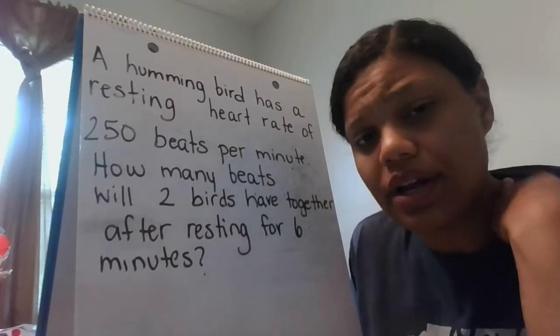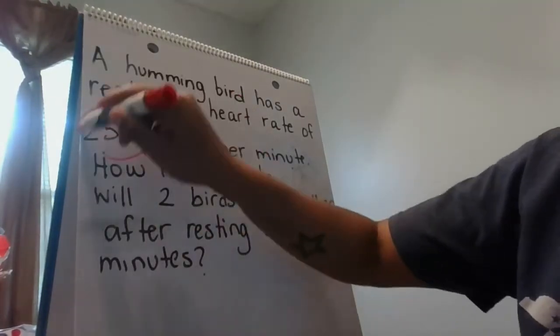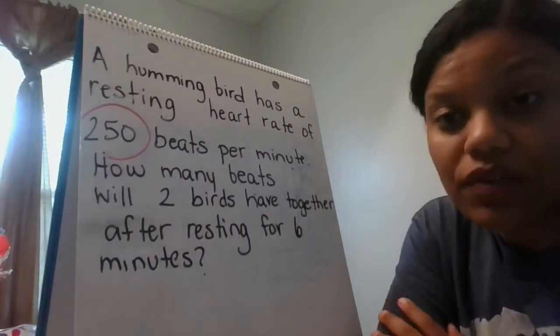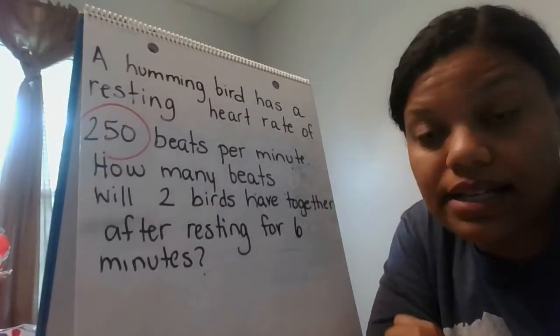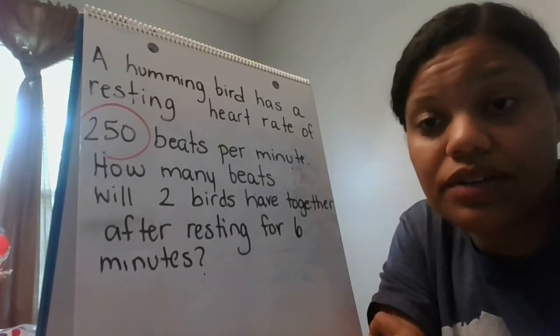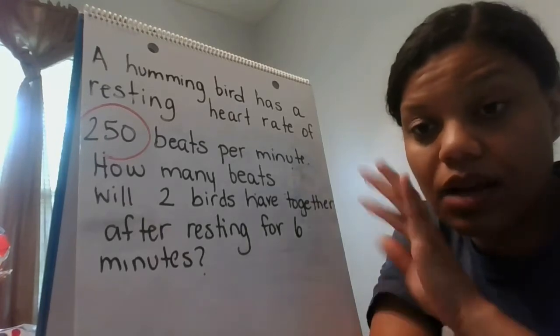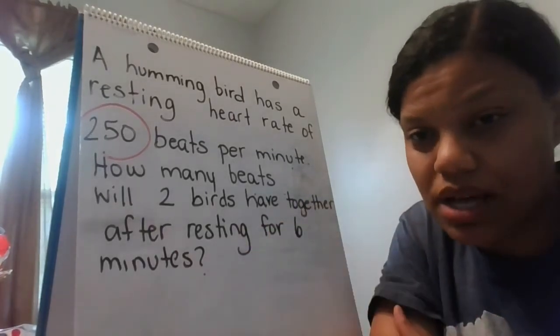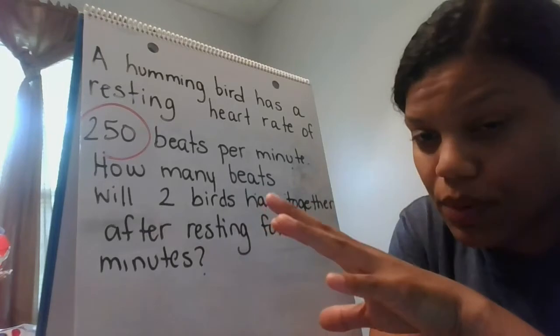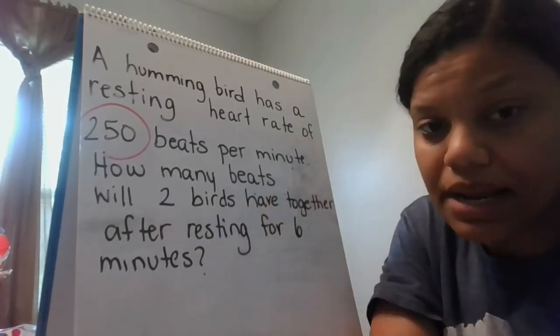So it says a hummingbird has a resting heart rate of 250 beats per minute. So all that means is if a hummingbird isn't flying, it's just relaxing, maybe it's sleeping, its heart rate is going 250 beats per minute. So I'm going to stop for a minute and I want you to think about what is a visual I could possibly draw to show that bird with 250 beats per minute for its heart rate.